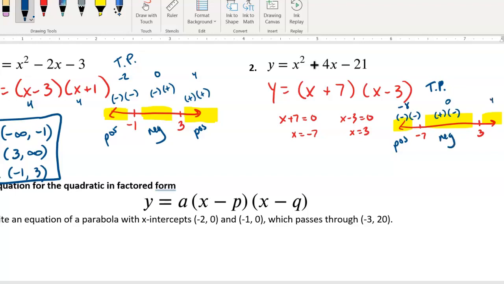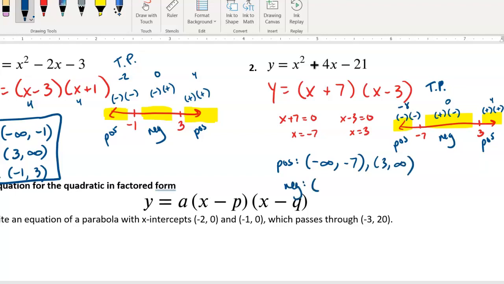And lastly, we can use a test point of 4. 4 plus 7 would be a positive answer. 4 minus 3 is also positive. A positive times a positive would be positive. So the intervals where the graph is positive are from negative infinity to negative 7, and also from 3 to infinity.